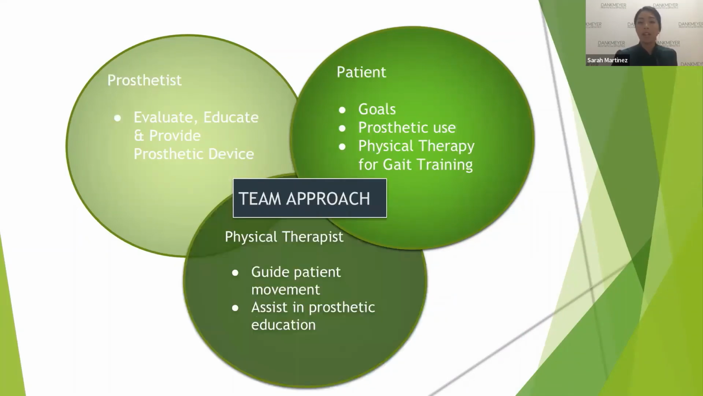the prosthetist's job and goal is to evaluate, educate, and provide a prosthetic device to the patient. The patient's goals, whether it be standing or walking, once they've achieved that through the use of their prosthesis, they're going to physical therapy for gait training, because sure, the patient can walk and take a step, but what does that step look like? Are they trunk leaning? Are they presenting with poor gait habits that should be rectified? And then we have physical therapists who are going to guide our patient to appropriate and safe movement, and also assist in prosthetic education.